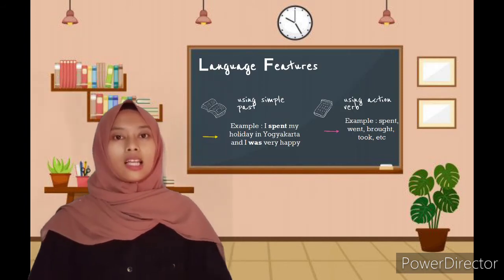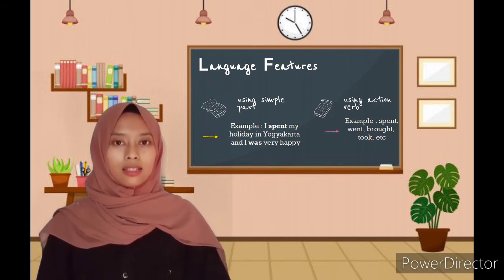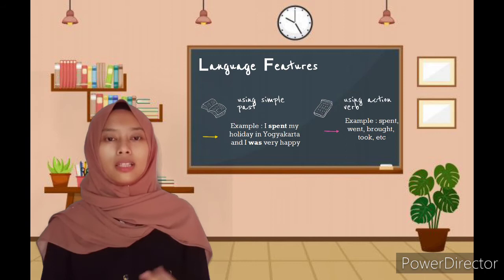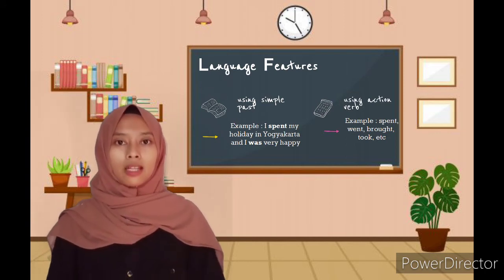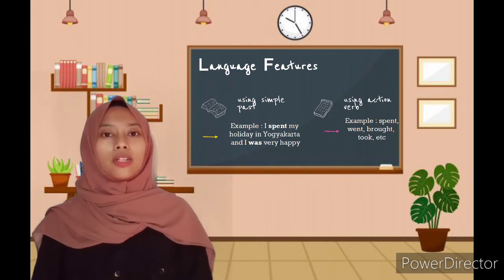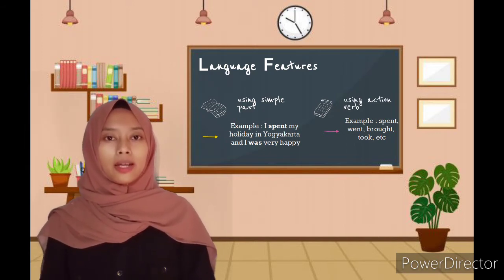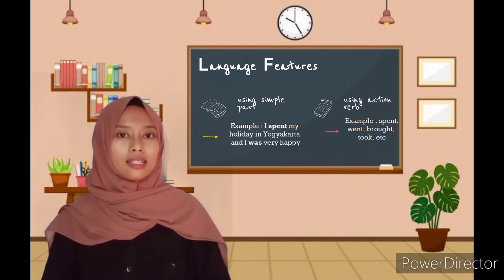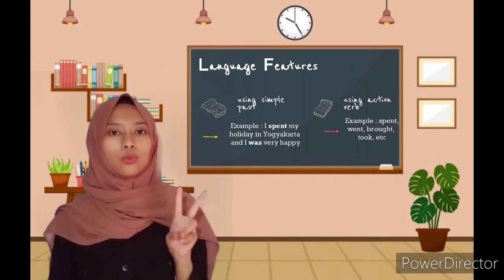The next is the language features of recount text. In recount text, we tell about past activities or experiences. So we use simple past tense or verb to be. For example, I spent my holiday in Jakarta and I was very happy. In this sentence, spent and was are verb to be.